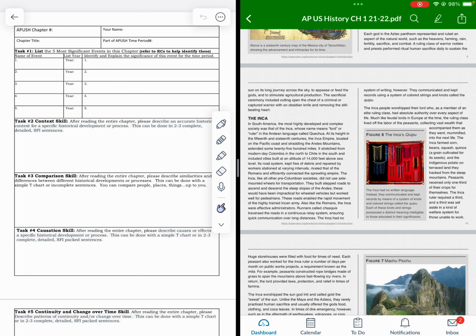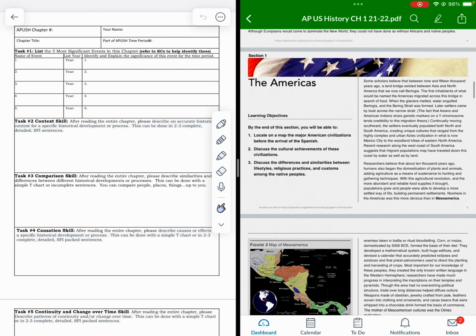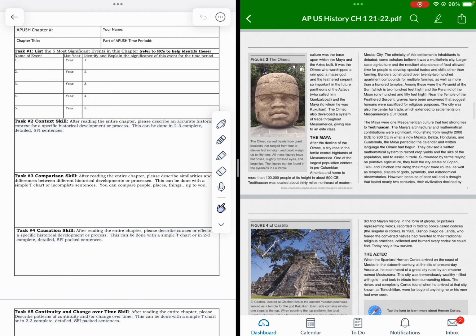So I split screen with the iBook because I thought maybe I could show you just some examples of different terms and stuff that you can put down. But this is just to start out.